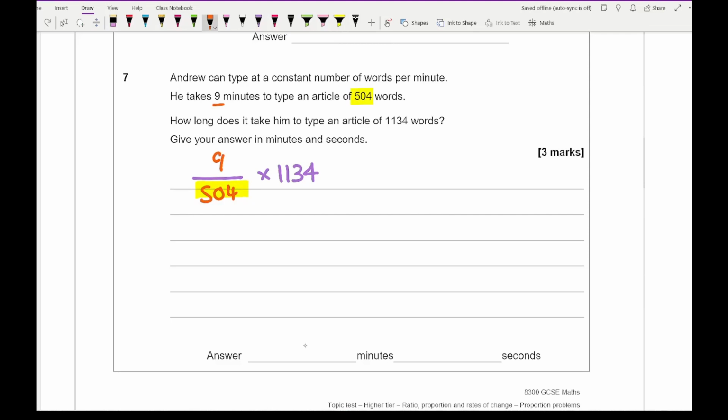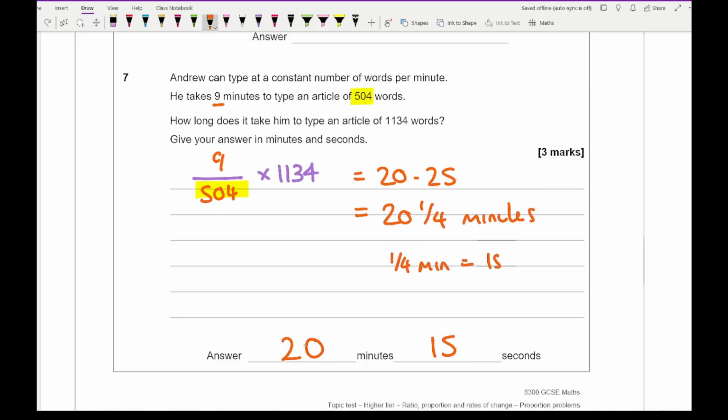So typing that all into my calculator, I get an answer of 20.25, which is 20 and a quarter minutes. Now, a quarter of a minute is 15 seconds, so the answer then is going to be 20 minutes and 15 seconds. If you're not sure about that, then just do 15 over 60, and that simplifies to give you a quarter, so we can then go from there.